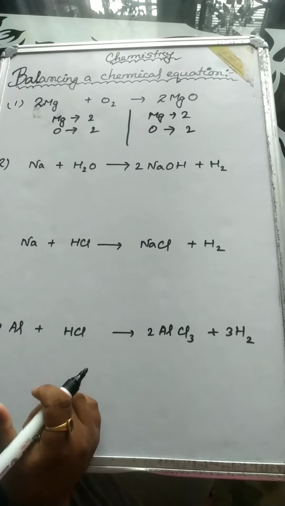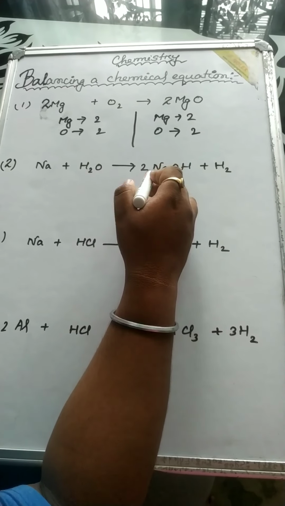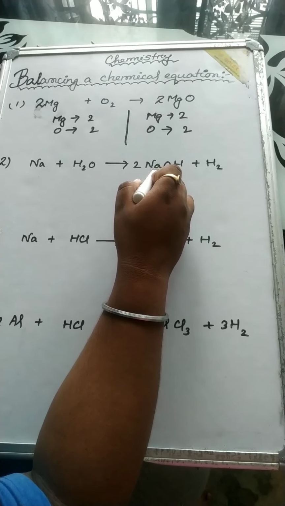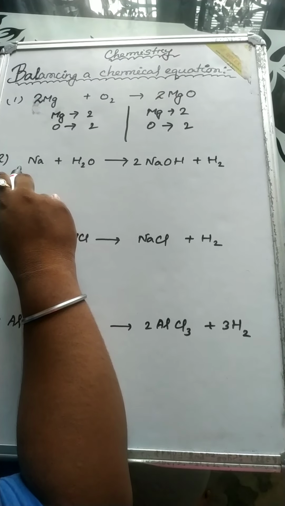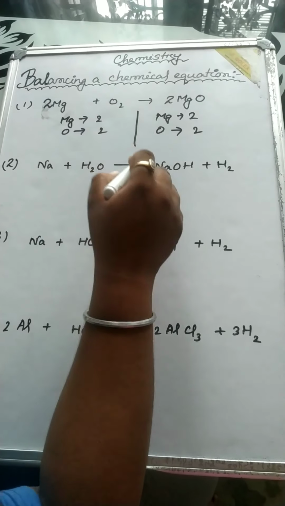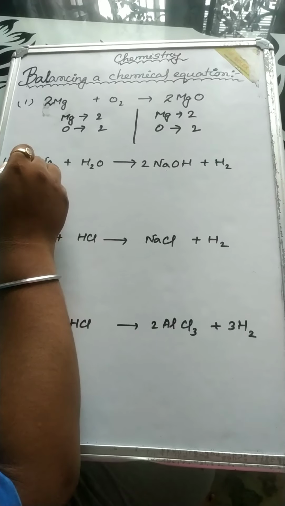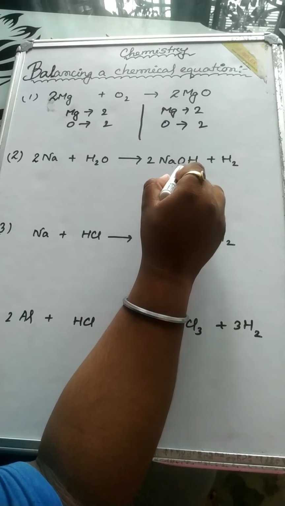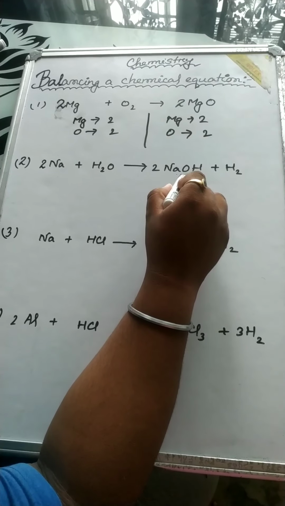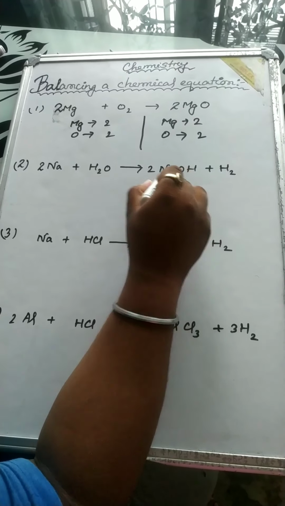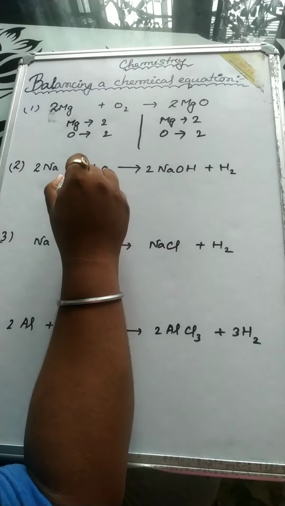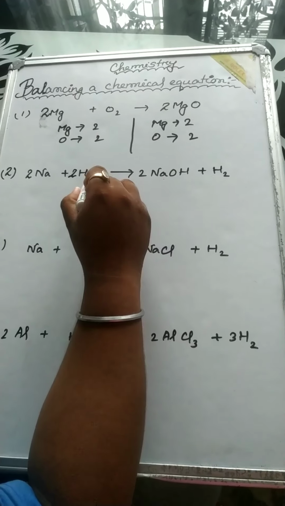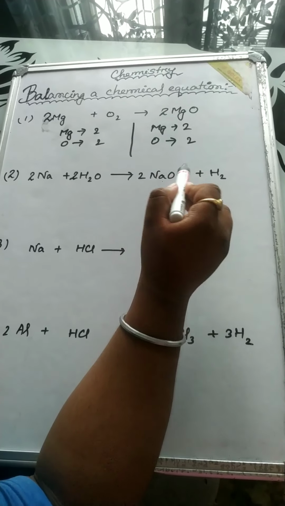So let us try the second one. Here there are two atoms of sodium and here there is one atom, right? They need to be equal, so I have to put a 2 in front. Then let us see the oxygen atoms. Here there are two oxygen atoms and there is only one on the other side, so I have to add a 2 there. Then the number of oxygen atoms becomes equal, definitely.